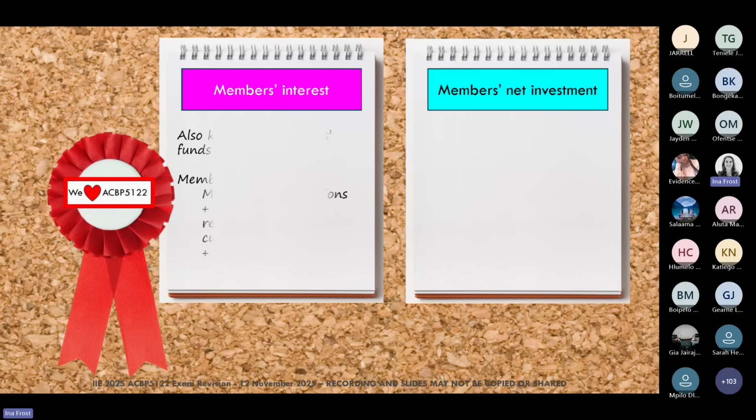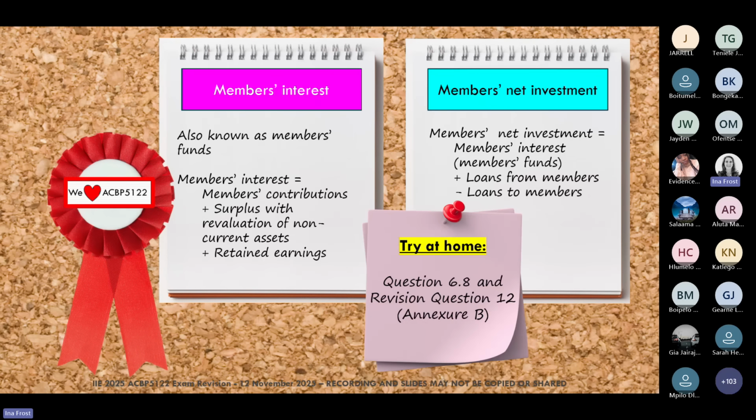No, I'm not doing that. That one I'm just leaving up for the students. So for them it's questions 6.8 and 12. Yes, perfect. Please, they must work through those revision questions, because there they will see what I'm trying to tell them with the change in the members' funds when a new member joins. It will only be the retained earnings that there will be a change in.